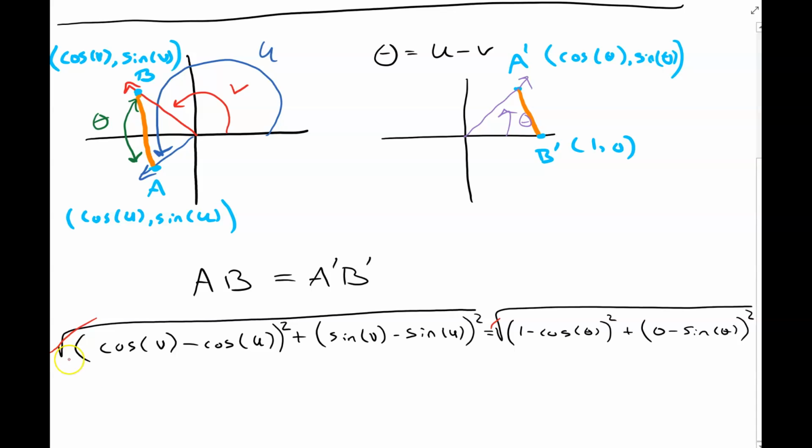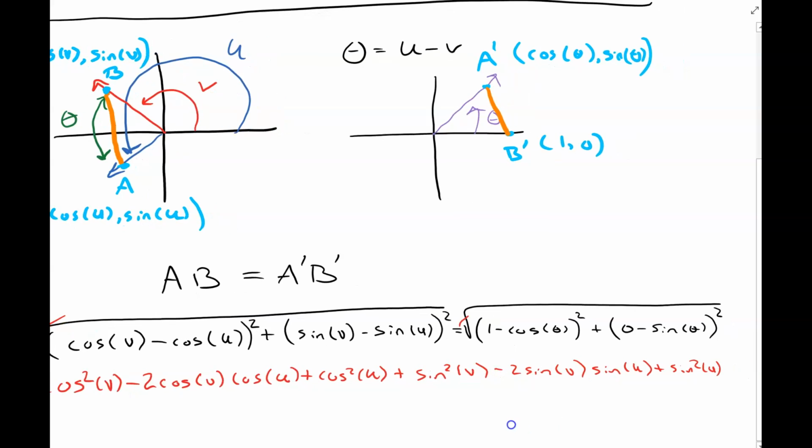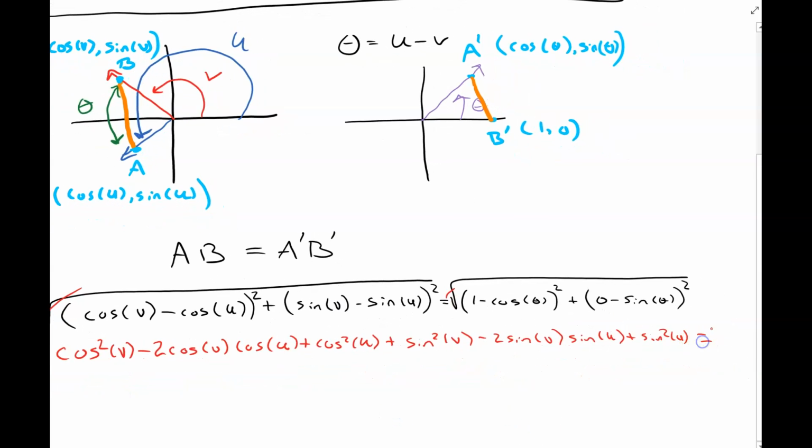Let's do that next. Okay, so when I do that, I'm going to get cosine squared v minus 2 cosine v times cosine u plus cosine squared u plus sine squared v minus 2 sine v sine u plus sine squared u equals, and then I'm going to just write this on the next line, 1 minus 2 cosine theta plus cosine squared theta plus sine squared theta. Everybody okay that I just multiplied that all out?